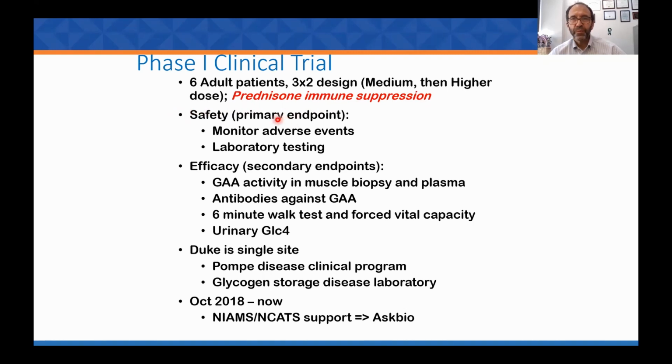Safety is the main endpoint. So at multiple visits, we monitored what was going on in terms of symptoms, any adverse events, as well as laboratory testing, liver enzymes, muscle enzymes, to monitor safety. And then secondary endpoints were more for efficacy or benefits, and some that are fairly unique, but that we developed for our mouse experiments, the GAA activity in the blood or in the muscle. We also looked at antibodies against GAA that we didn't expect to see, we didn't. And then we measured muscle function, 6-minute walk test, the forced vital capacity from pulmonary function testing to monitor how the patients were doing clinically.